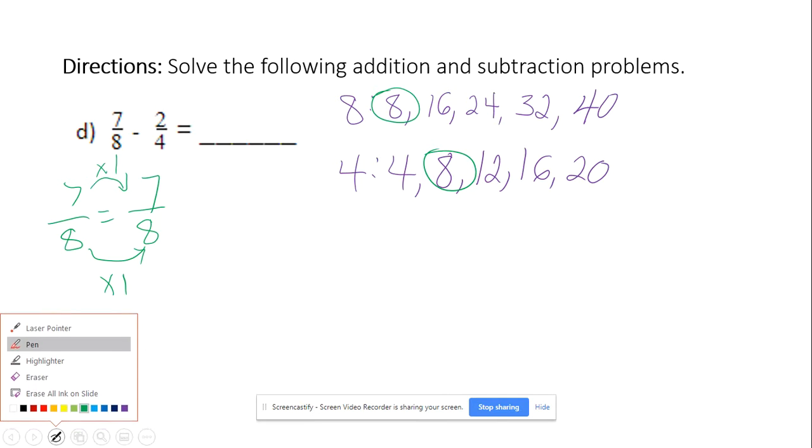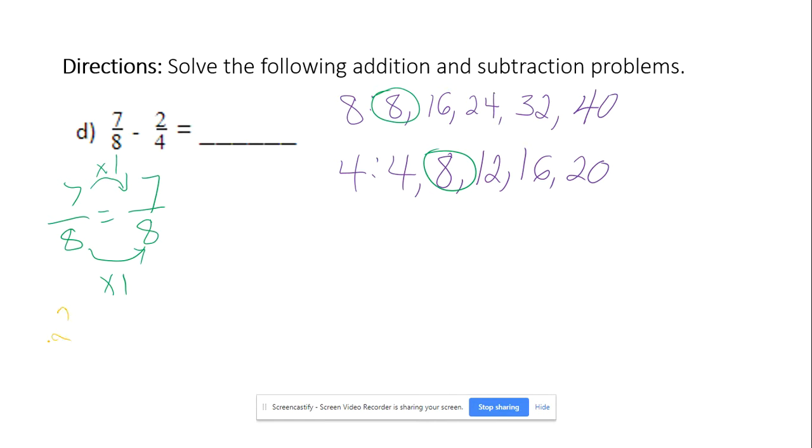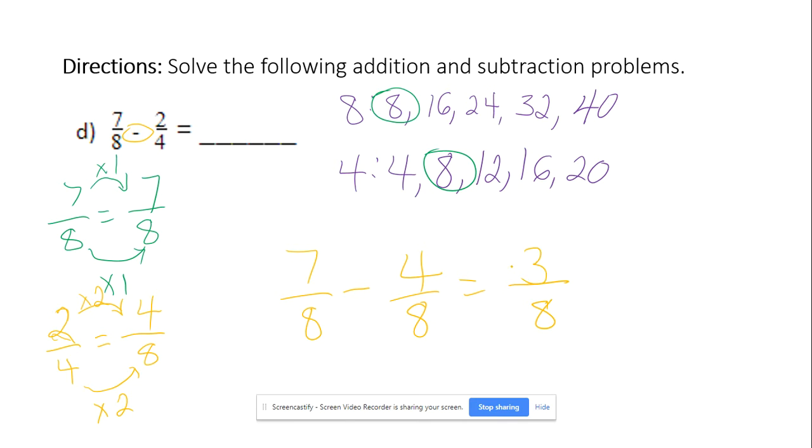We're going to do the same thing with 2/4 now. 2/4 is equivalent to how many eighths? Well, let's see. 4 times what equals 8? That's 2. So 2 times 2 is 4. So we have 7/8 minus 4/8. Remember, we're subtracting again. 7/8 minus 4/8. The 8 stays the same because that tells us how many parts are in one whole. 7 parts minus 4 parts means we have 3 parts left. So 3/8 is our answer.